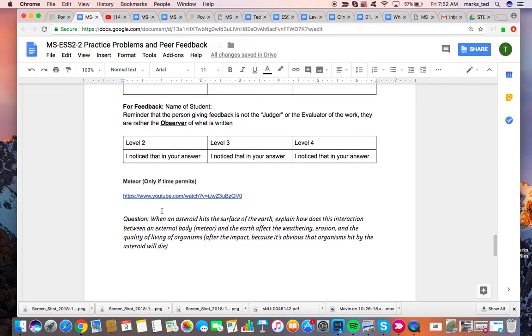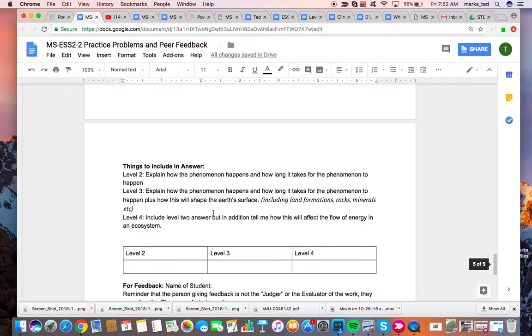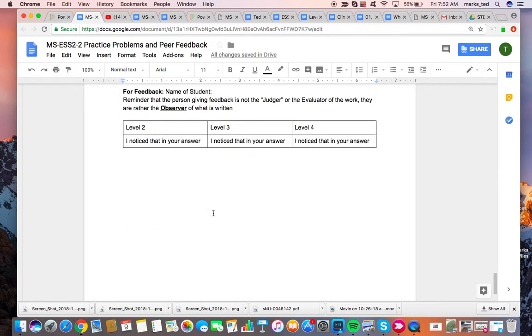If you want, you can do meteors. It's optional and if time permits, but this is another geological process that affects the Earth's surface. Here's the video, and then you can go on to do that if you'd like.